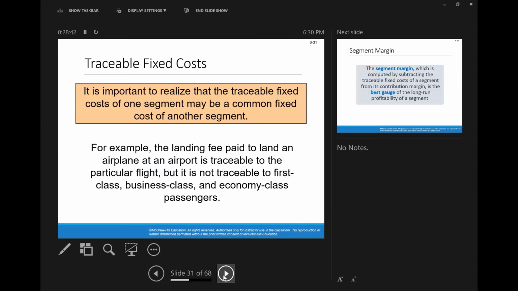It's important to realize that the traceable fixed costs of one segment may be a common fixed cost of another segment. So, well, we'll look at that. For example, the landing fee paid to land an airplane at an airport is traceable to the particular flight, but it is not traceable to the first class, business class, or economy class passengers. So they have all these different classes within the plane, but those costs to land it are particular to that flight and you can trace that, but you can't trace it to the class of the passenger.